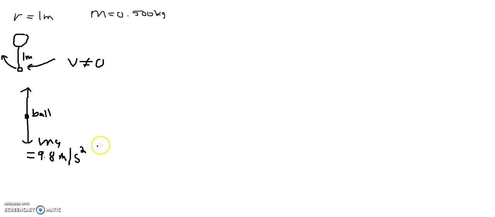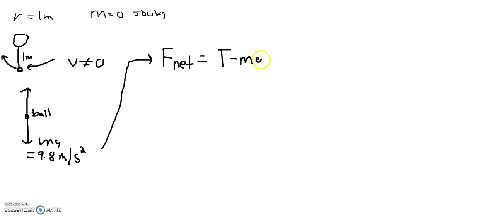And along with this, we can jump right to the formula that we learned in 2D mechanics, along with circular motion. The net force is equal to tension minus mg. And we also know from this unit that it's also equal to m times velocity squared over the radius, which is greater than 0 in this problem.